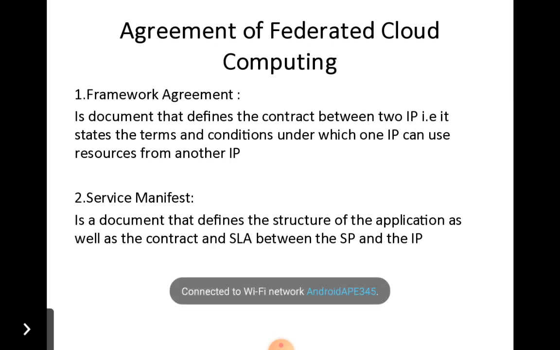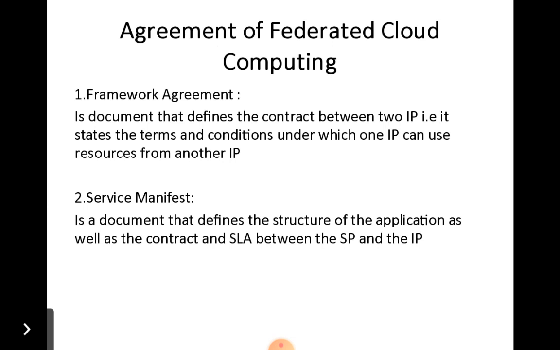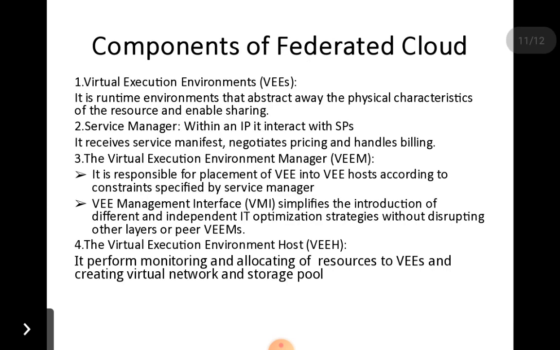Now what are the agreements that are maintained in federated cloud computing? There are two types of agreement. First is framework agreement. It is a document that defines the contract between two IPs. That means it states the terms and conditions under which one IP can use resources from another IP. Second is service manifest. It is a document that defines the structure of the applications as well as the contract and SLA between service provider and infrastructure providers.